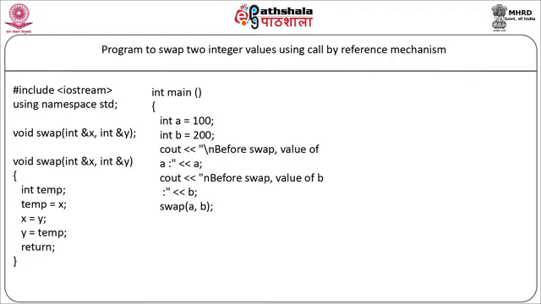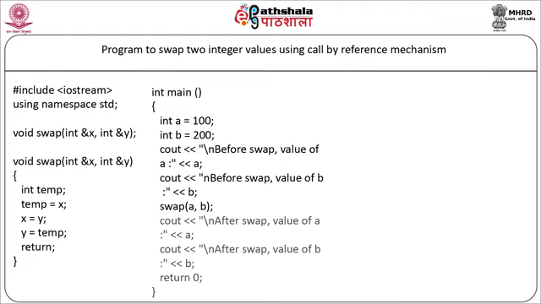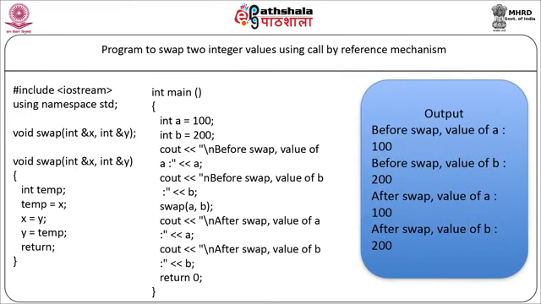Now after the call, we are printing the value on the screen as cout after swap value of a is a, cout after swap value of b is b, return 0 and the main program will end. When the above code is put together in a file, it will produce the result as before swap value of a is 100, before swap value of b is 200.